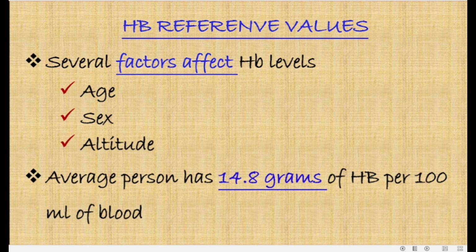A healthy person has about 14.8 grams per dL. We measure the amount of hemoglobin by estimating the amount of hemoglobin housed inside RBC in 100 ml of whole blood.